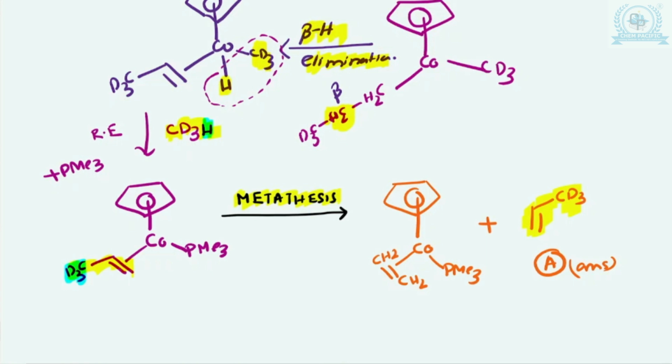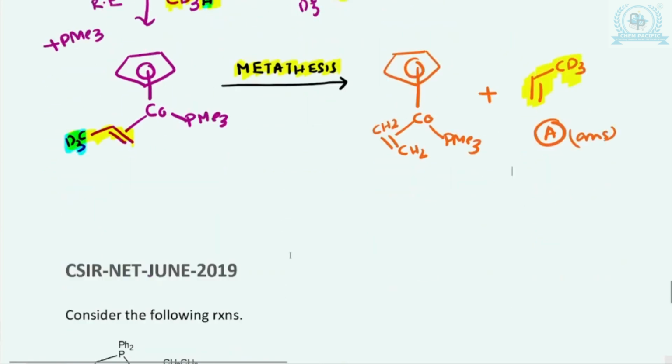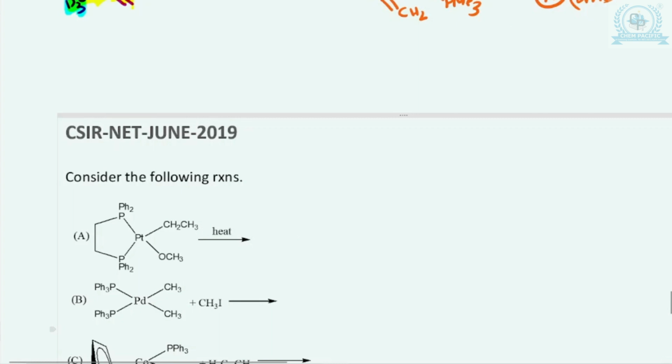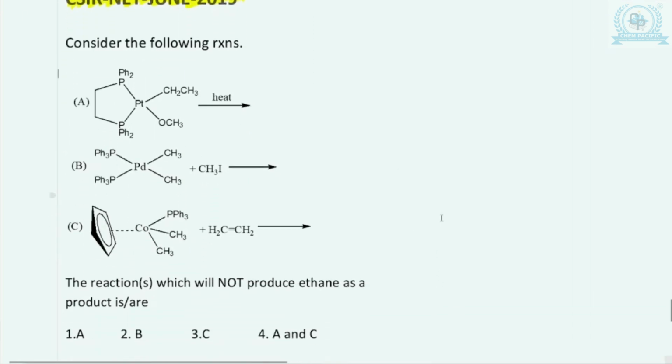Now let us move on to the next question, the last question of this video. This is CSIR-NET June 2019. Okay, now they are asking consider the following reactions. So we are going to solve all the reactions step by step. Before that, I would like to inform you that this reaction we have just solved. This is the reaction we have just solved, है ना? So this reaction we have just solved the same thing, and it actually resulted in the formation. So considering the reaction, they are asking which one is not going to produce ethane.